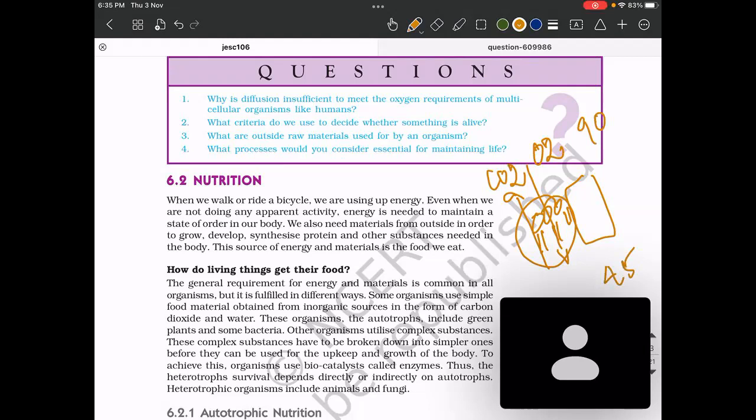Can you understand? Sometimes they may ask how an oxygen molecule diffuses through the cell membrane. You can answer: through the phospholipid bilayer, from high concentration in the extracellular fluid to low concentration in the intracellular fluid, oxygen molecules can diffuse. Okay, fine.